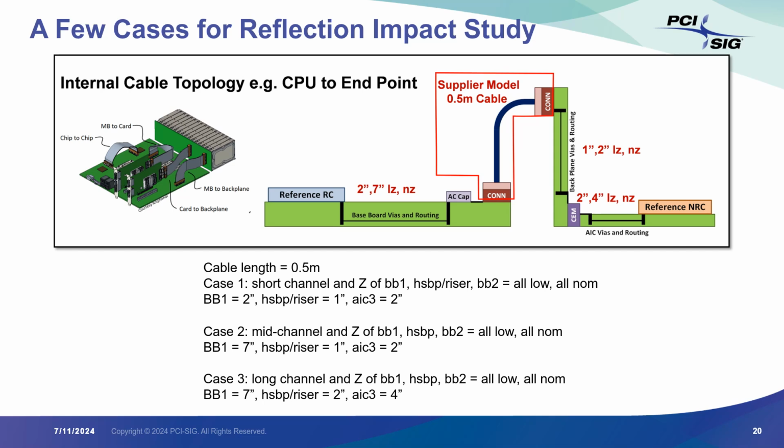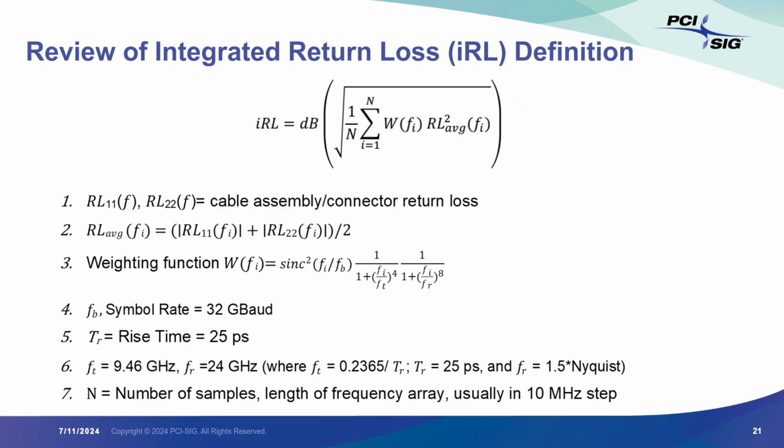So in this example, we basically took a half meter cable, which is pretty common in internal cable applications, and then we vary the impedances of all of the boards, we vary their lengths, and then we look at what is the worst case channel. And then we will be studying for that worst case channel how the reflection of the cable alone plays a big role.